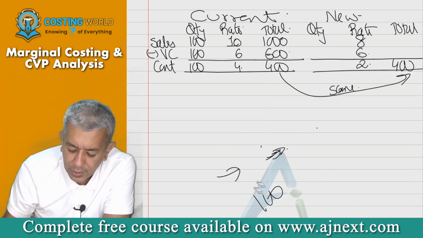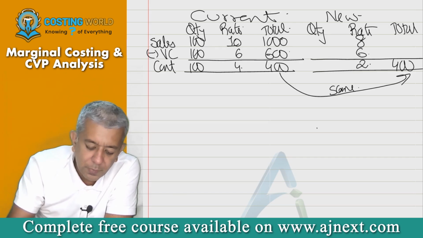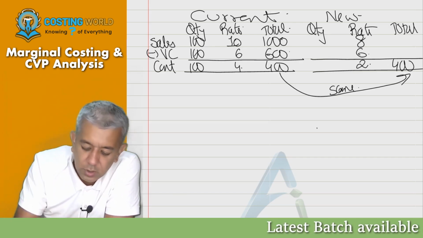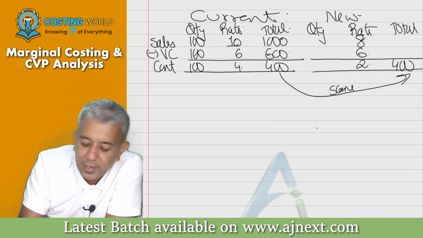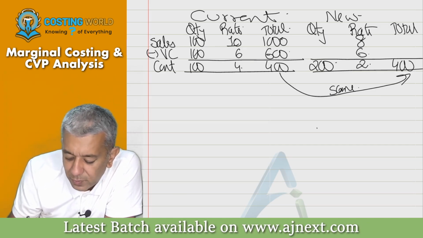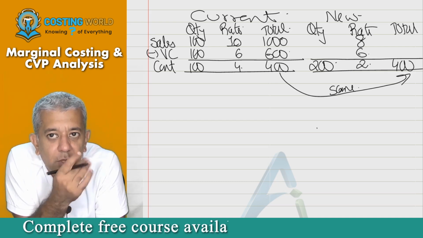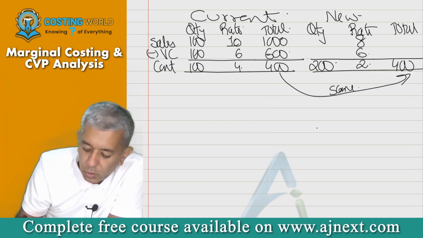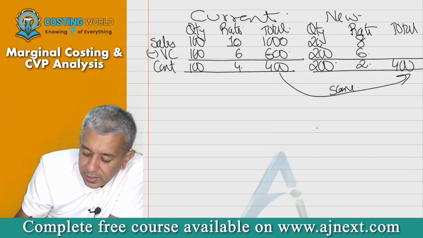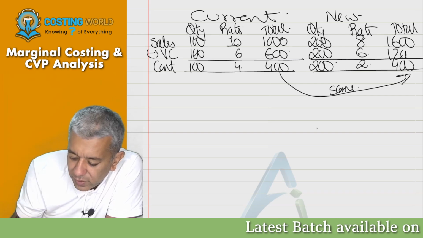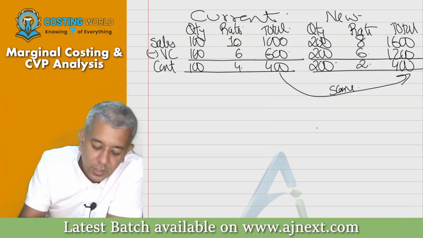So 400 I copied. The moment you copy 400, it is all over. I want to be earning 400 rupees of contribution. Every unit is going to get me rupees 2. So I will be selling 200 units. Is that all okay? Yes. So 200, 200, 200. 200 into 8 is 1600, 200 into 6 is 1200.